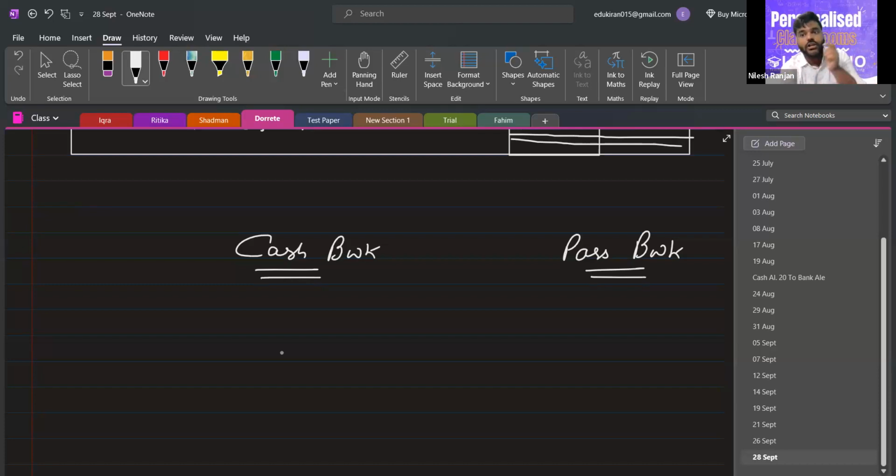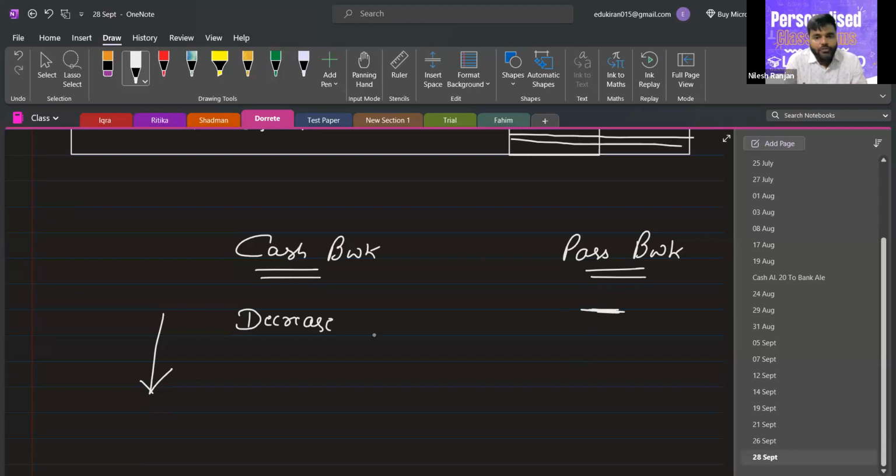So the impact is on the cash book. Now what will be the impact, increase or decrease? If you give someone a check, then it will decrease our balance. So cash book is decreasing. Yes or no? Yes, sir. But passbook is the same. There's no difference. No, sir, no difference.